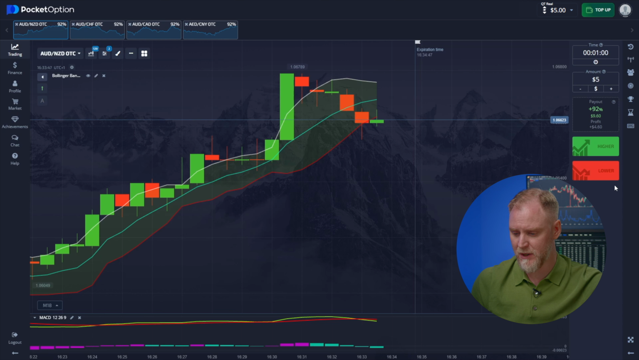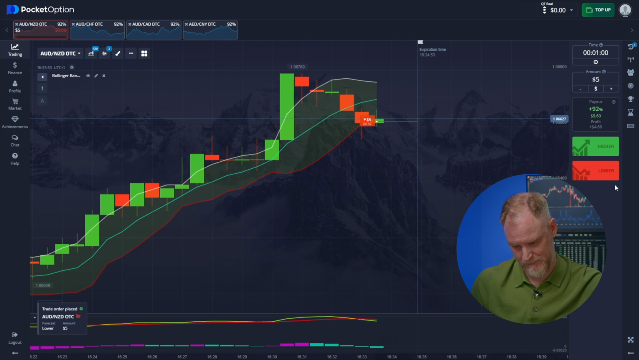So we're all set now and let's dive into trading. And first up, Aussie and Kiwi. I'm expecting a downtrend, so I'm hitting the lower button. I'll explain to you why.